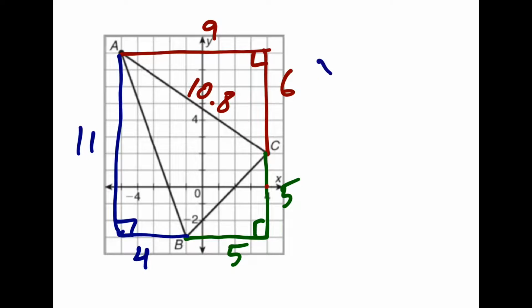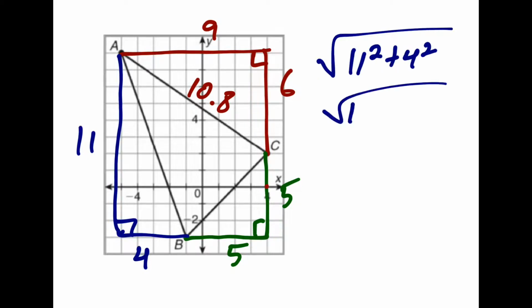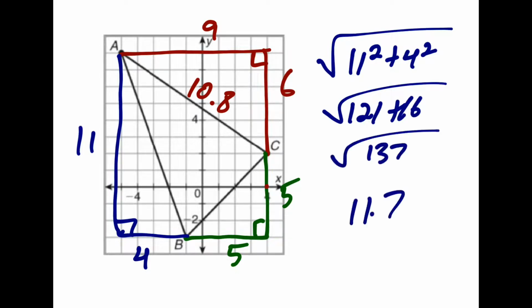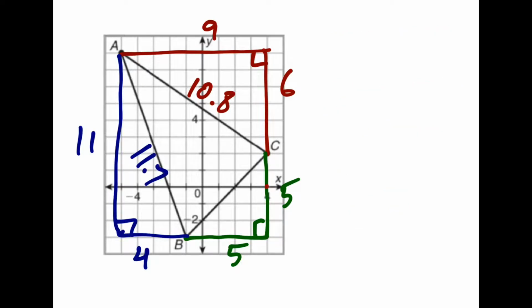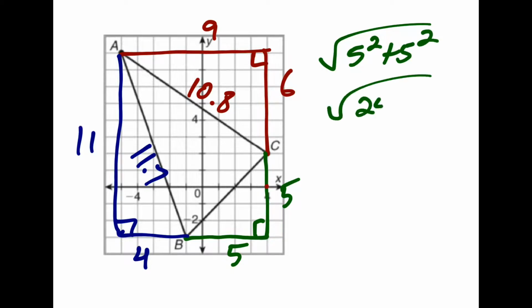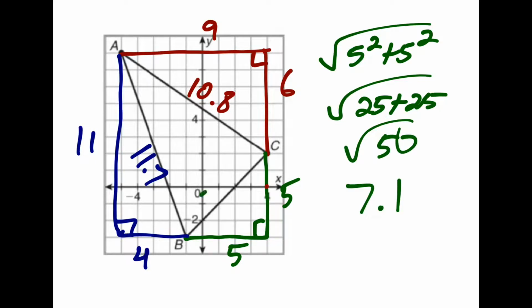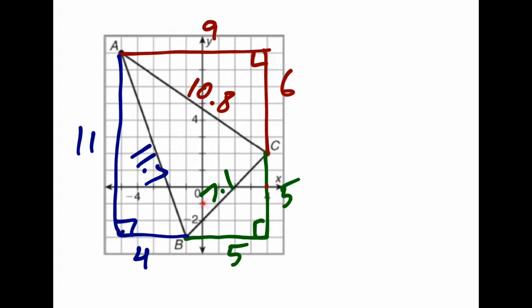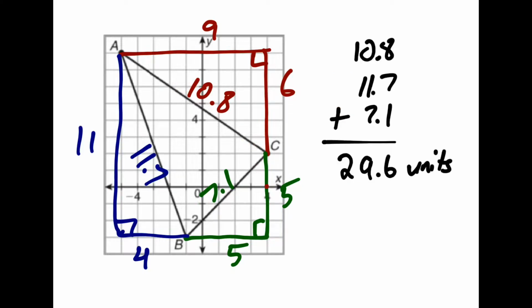So I'll do the blue one next. This becomes the square root of 11 squared plus 4 squared, or the square root of 121 plus 16. And if I take the square root of 137, I get 11.7. For the green triangle, I take the square root of 5 squared plus 5 squared, and I get the square root of 25 plus 25, or the square root of 50, which is 7.1. The next final thing to do is I add together these 3 distances. And the perimeter of this triangle is 29.6.